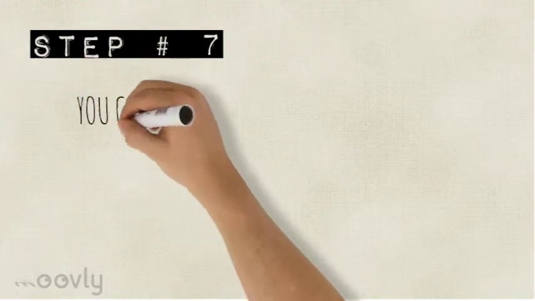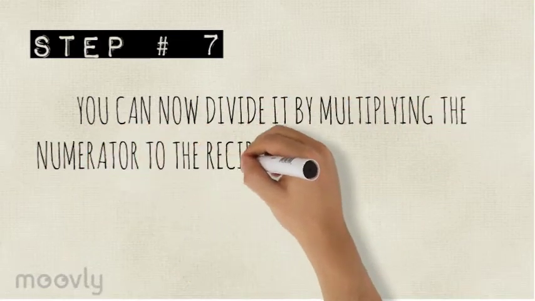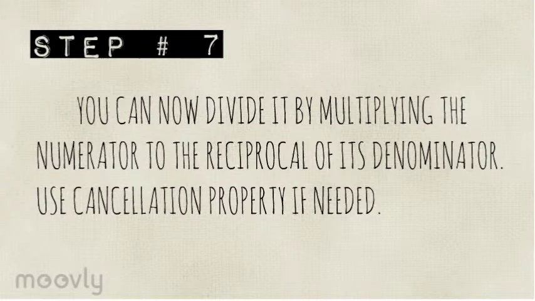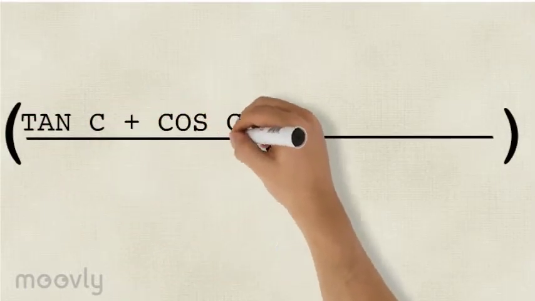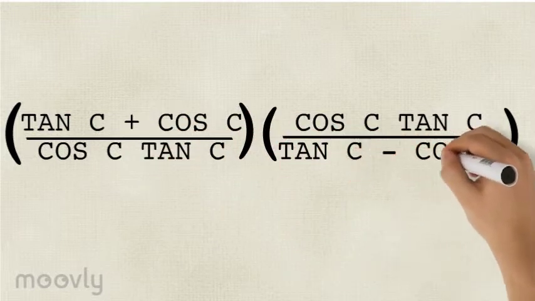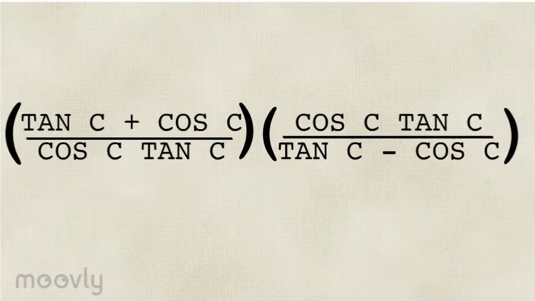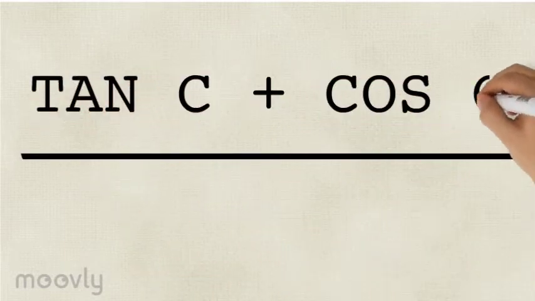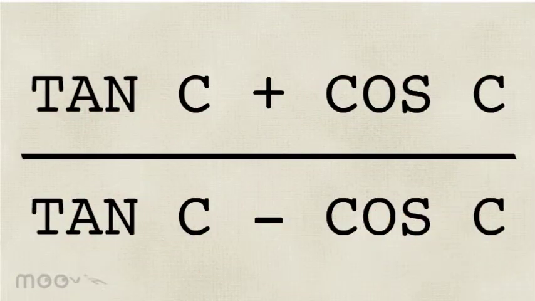Step 7. You can now divide it by multiplying the numerator by the reciprocal of its denominator. Use the cancellation property if needed, where tan C plus cosine C over cosine C tan C will be multiplied by the reciprocal, cosine C tan C over tan C minus cosine C. Then multiply. The final answer is tan C plus cosine C over tan C minus cosine C.